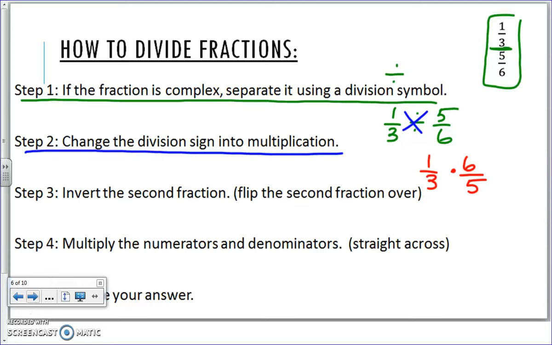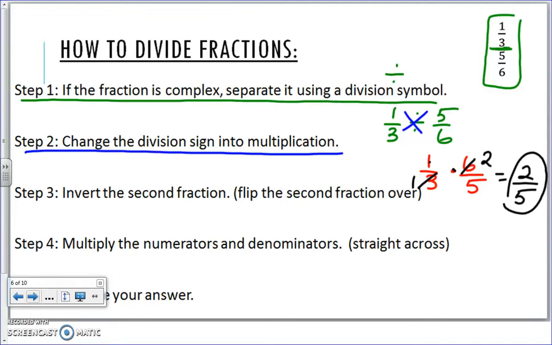cross cancel. I look at 1 and 3. I don't see anything that reduces. I see 6 and 5, nothing there. Crossways 1 and 5, nothing. 3 and 6 though, they do reduce. So now all that's left is 1 times 2, 2, and 1 times 5, 5. So that fraction would be 2/5 as my quotient.